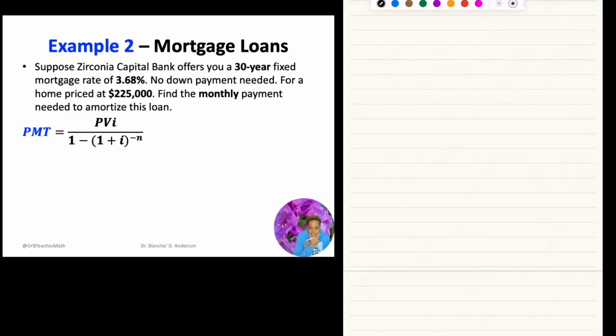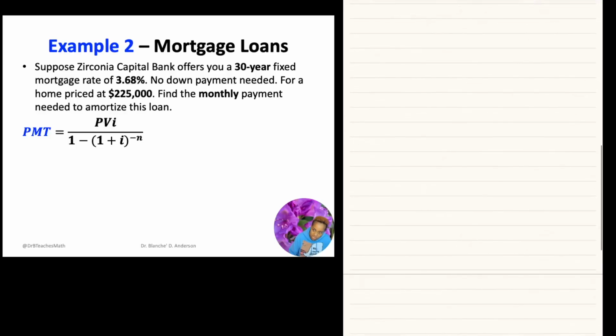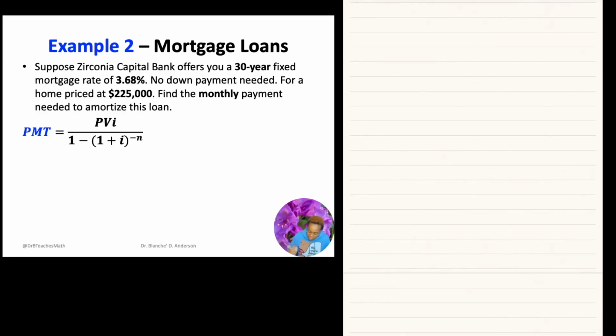No down payment is needed. For a home price of $225,000, find the monthly payment needed to amortize this loan. Remember, it's amortized if you can come up with a payment that includes the interest and the principal. That's what makes it amortized.